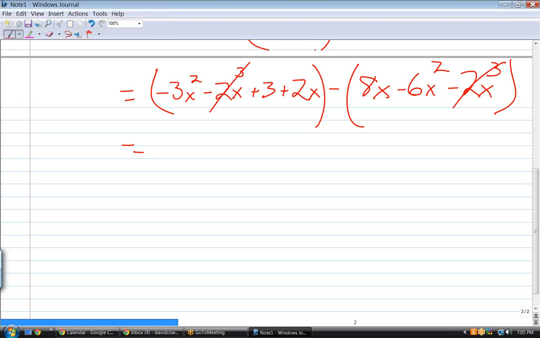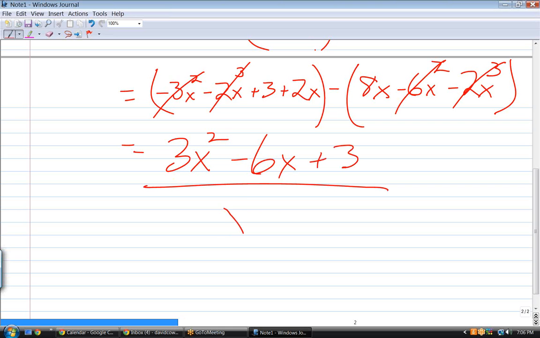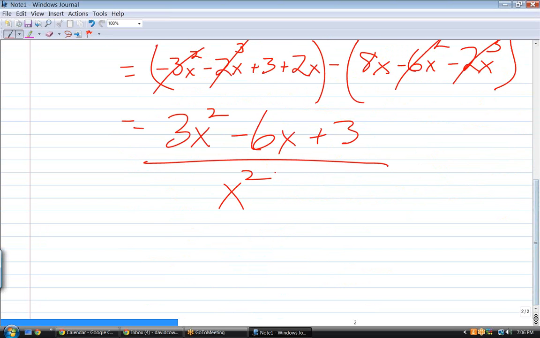How many x squareds do I have? Now you're going to have 3x squared. That takes care of that one and that one. How many x's do I have? Minus 6x. And any numbers? Plus 3. And the bottom is still x squared minus 1, quantity squared.